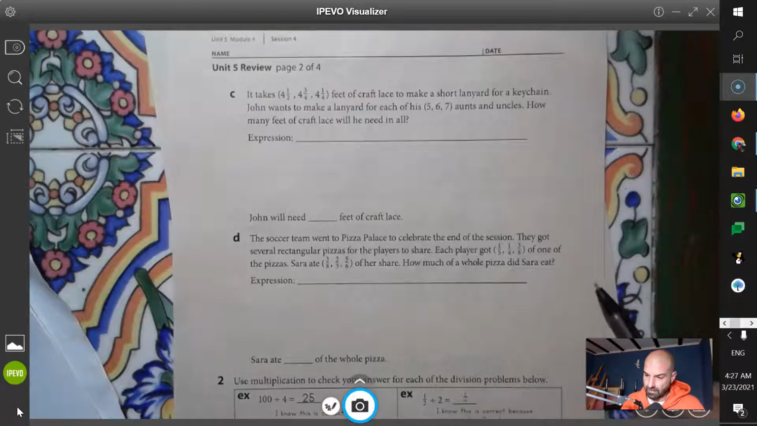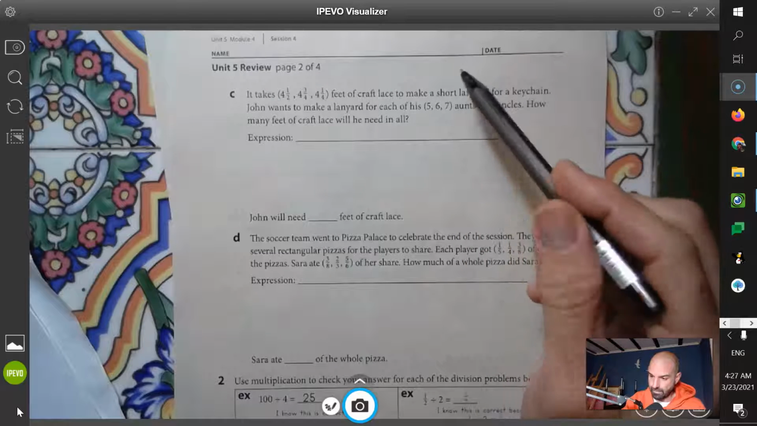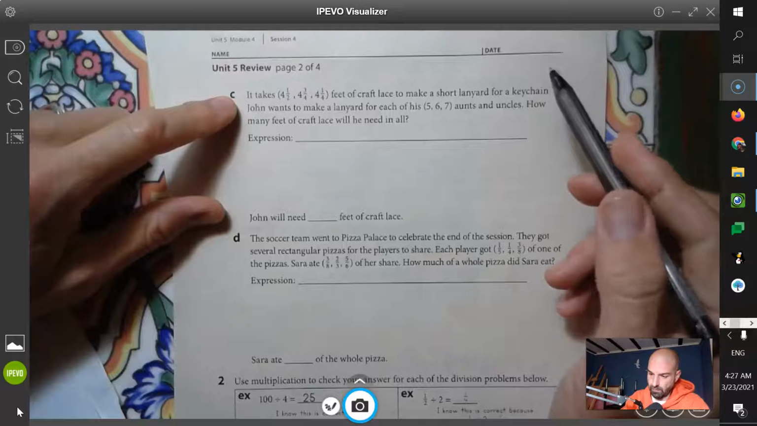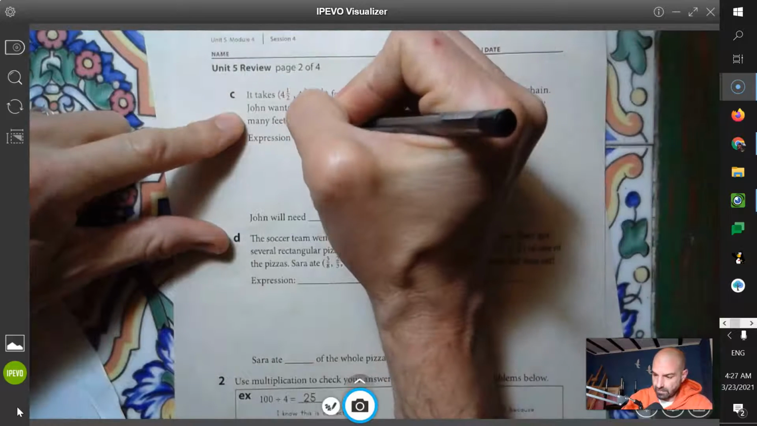All right, it takes some feet of craft lace to make a short lanyard for a keychain. John wants to make a lanyard for each of his something aunts and uncles. How many feet of craft lace will he need in all? So I need something and this many times of it. So this looks like I'd be doing like 4.5 times 6.